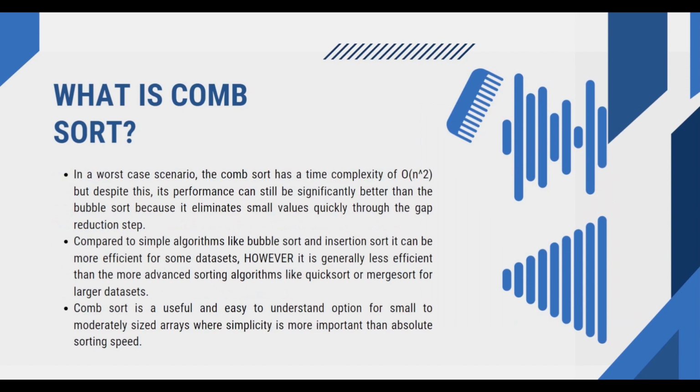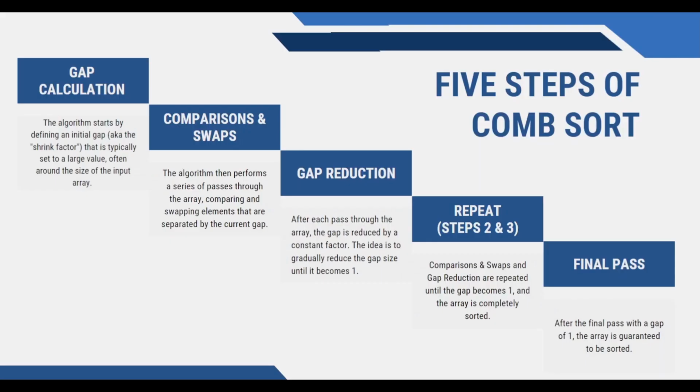More things to note about the CombSort. In a worst case scenario, the CombSort has a time complexity of O(n squared), but despite this, its performance can still be significantly better than the bubble sort because it eliminates small values quickly through the gap reduction step. Compared to simple algorithms like bubble sort and insertion sort, it can be more efficient for some datasets. However, it is generally less efficient than more advanced sorting algorithms like quicksort or merge sort for larger datasets. CombSort is a useful and easy to understand option for small to moderately sized arrays where simplicity is more important than absolute sorting speed. Here are the 5 steps of CombSort.